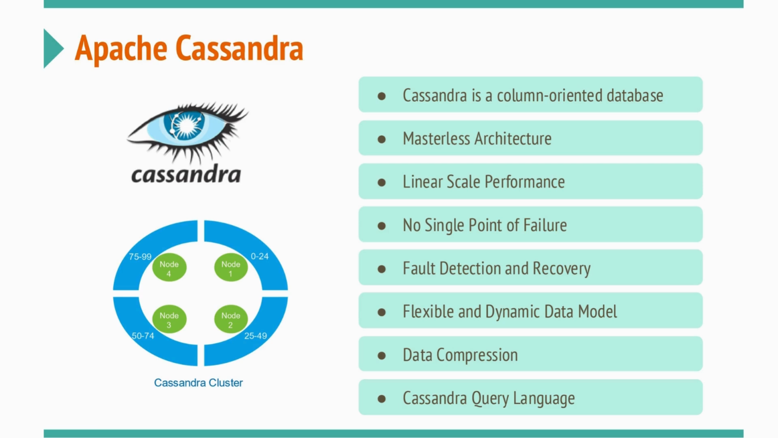This architecture also allows for linear scale performance. This means if you double the number of nodes in your cluster, you double your throughput. You can scale out just by adding more machines. It also has automatic fault detection and recovery, a very flexible data model, and built-in data compression. And we interact with it using CQL, the Cassandra query language, which looks very similar to SQL.